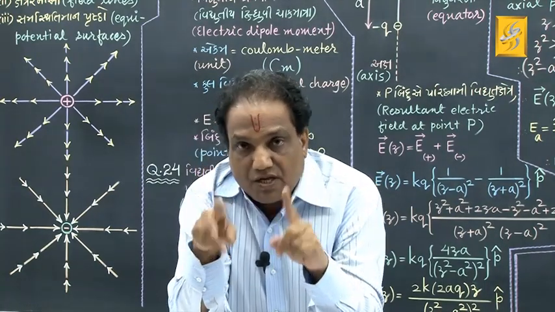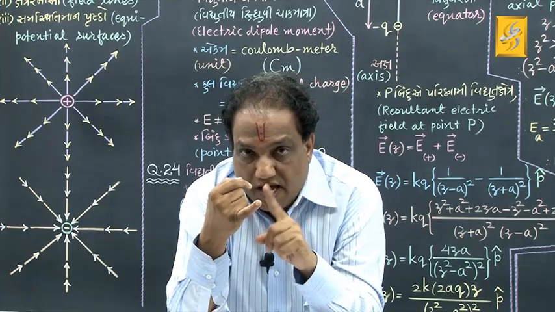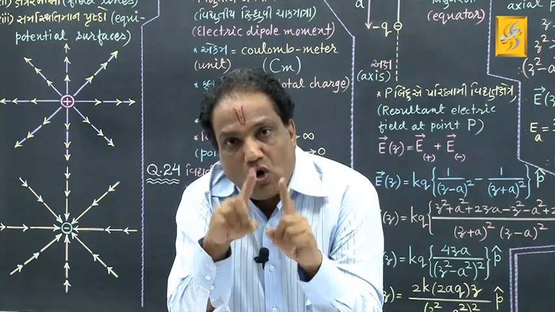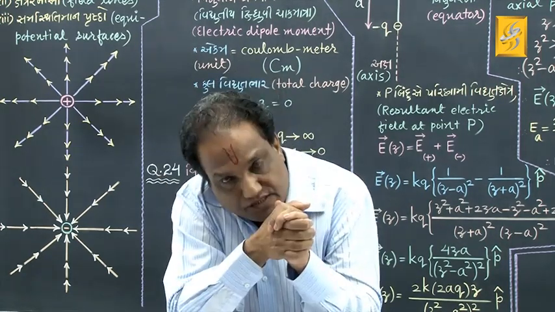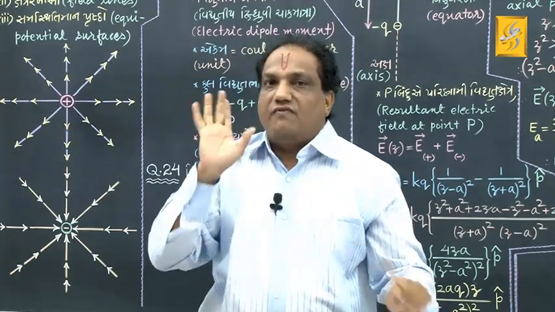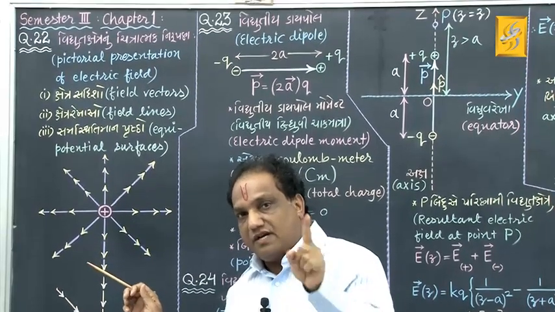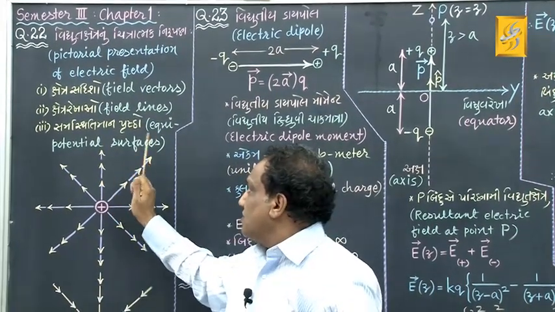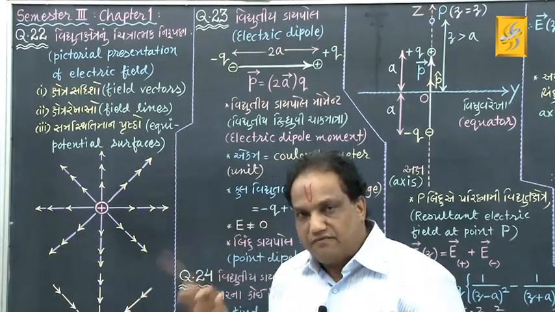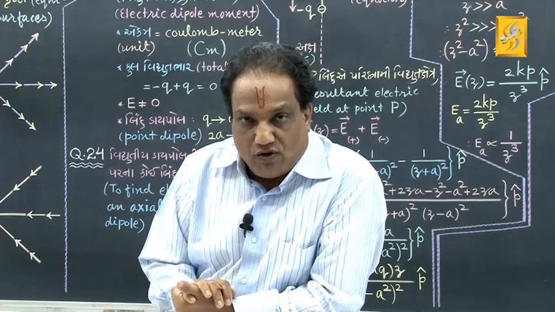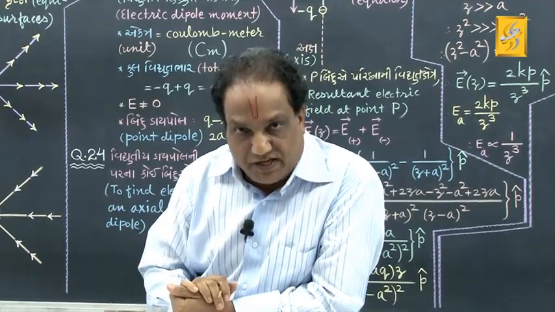Okay, I repeat, you can show electric field by three methods. You can take the help of electric field vectors, or electric field lines, or equipotential surfaces. So far electric field vectors are concerned, we will study right now. Electric field lines we will study later on, and equipotential surfaces we will study in chapter number 2. Okay, fine. Now first of all, let us define what is called electric field vector.